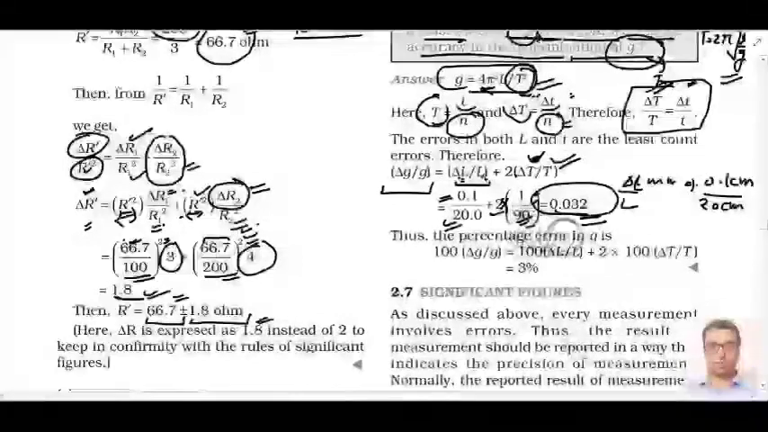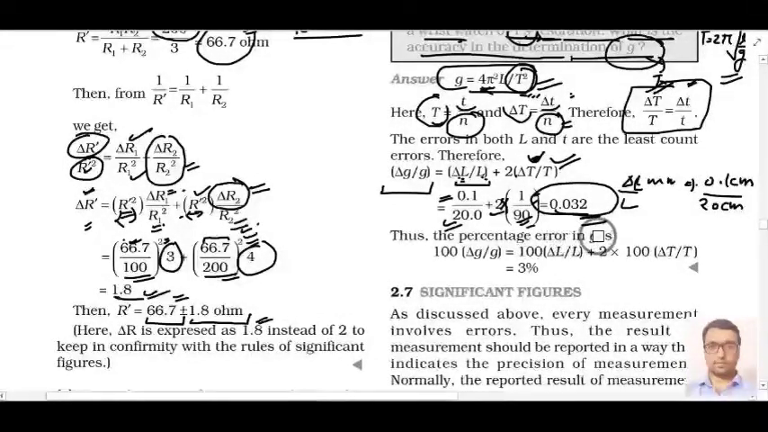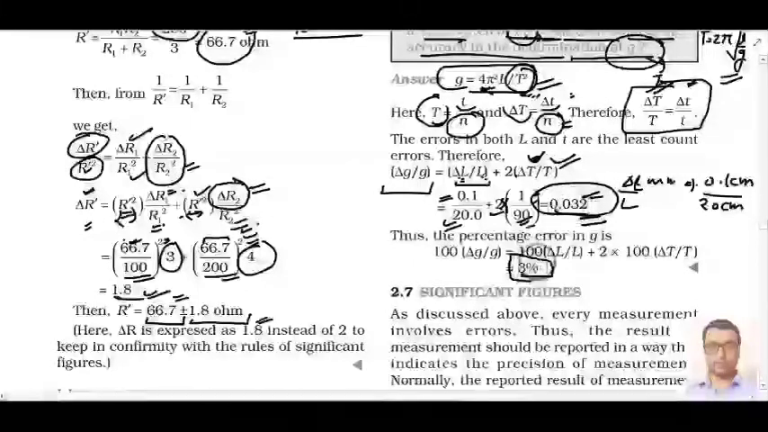So if we want to measure the percentage error, we know that we have to multiply this value by 100. So our answer will be 3% or 3.2%, you can say. Okay, so this is our answer.